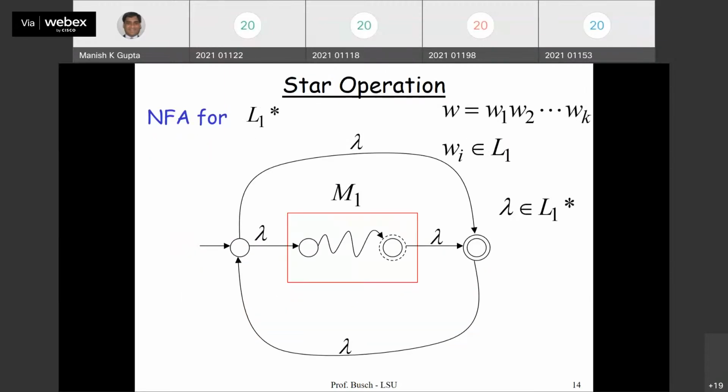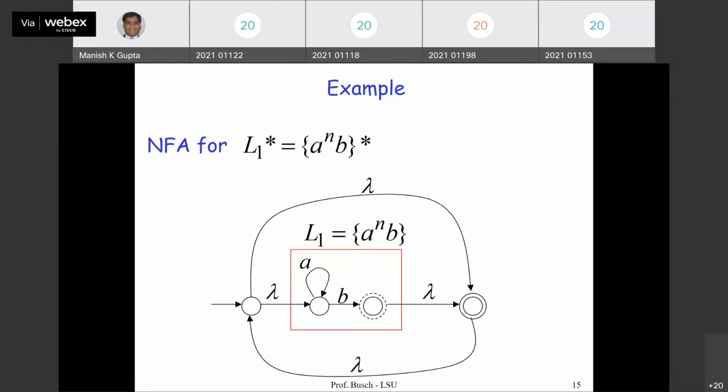The star operation, what do you do? Take the NFA, put in a new start state and accepting state, and combine everything by lambda transitions from here to there, here to here, and there back, and then you delete the old accepting state and make this a new accepting state. This is for the star operation. This lambda is a very beautiful thing; you can do whatever you want. This is the example for lambda.